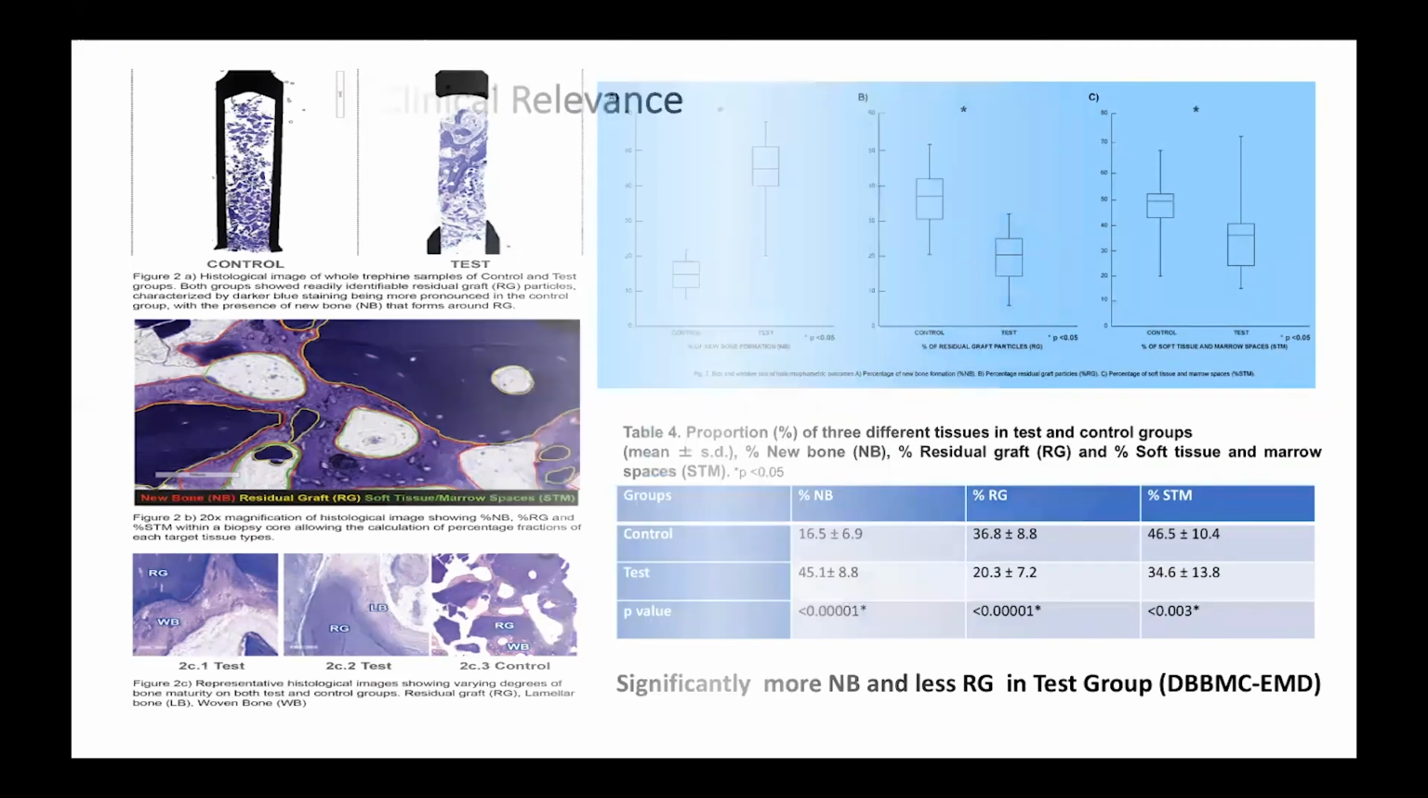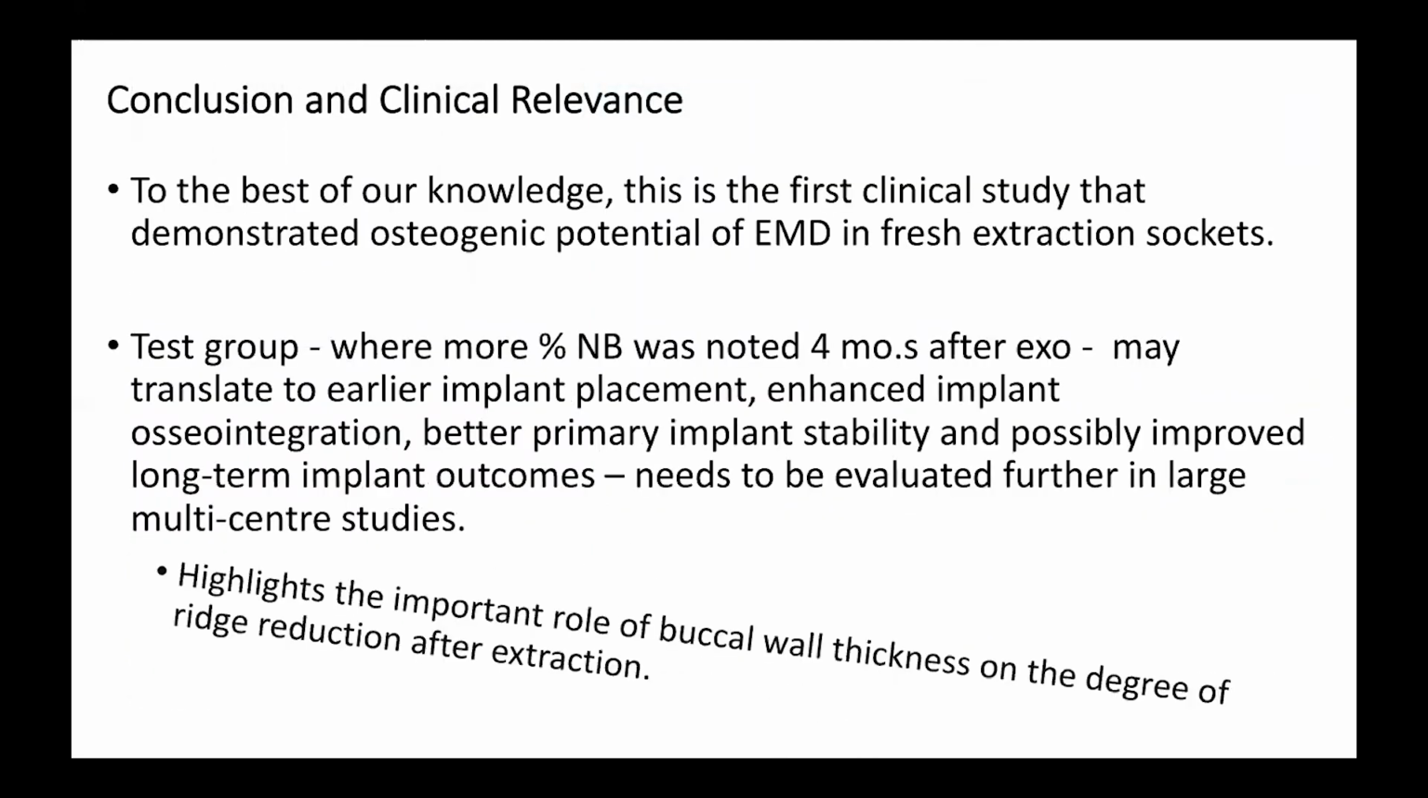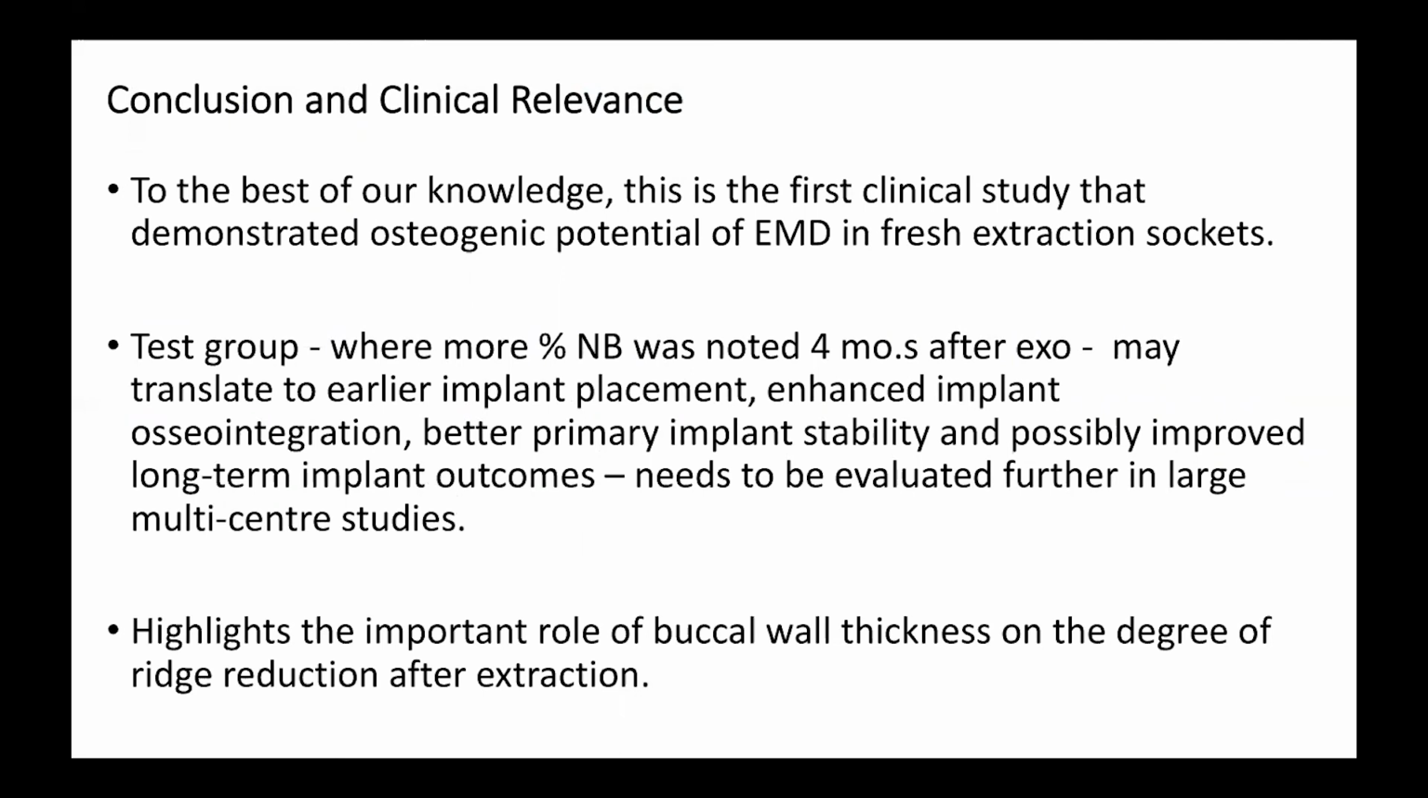So in summary, to the best of our knowledge, this is the first clinical study that demonstrated the osteogenic potential of enamel matrix derivative in fresh extraction sockets. That new bone was noted in the test group 4 months after extraction may translate to earlier implant placement, enhanced implant osseointegration, and possibly improved long-term implant outcomes.